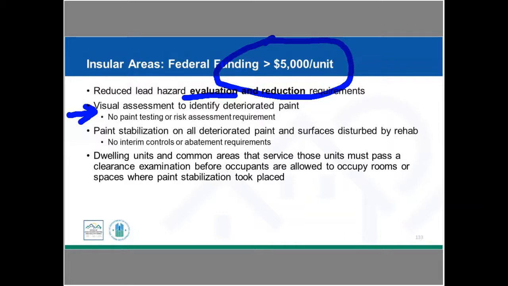So it might be wood, it might be concrete, it might be brick. So we are repairing any defects in the substrate of a painted surface that's causing the paint to deteriorate, and we're applying a new protective coating or paint. So that's what paint stabilization is. We're not doing interim controls or abatement. So again, this is a lesser type of treatment that's done in insular areas. We still need to make sure we're doing clearance. The unit and the common areas servicing those units need to pass clearance before those units can be occupied again, all right? But that's just a little special information if you're working in insular areas.